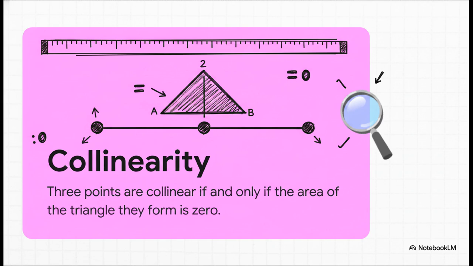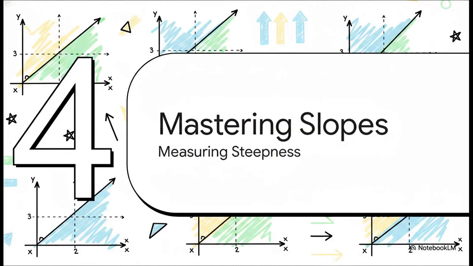Well, that brings us to the fundamental definition of collinearity. If the area is 0, it means those 3 points just form a flat, straight line. There is absolutely 0 space inside. So if a test question asks you to prove 3 points are collinear, all you have to do is plug them into that triangle area formula and show that the result is 0. Game over. Next up, Section 4, Mastering Slopes and Angles.